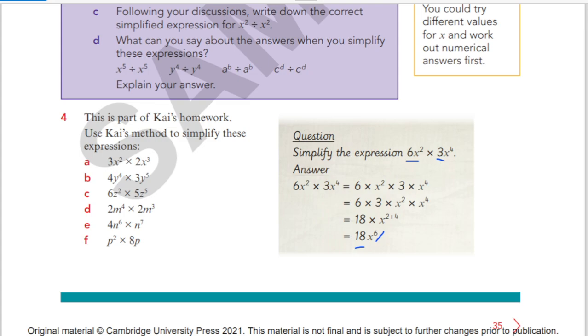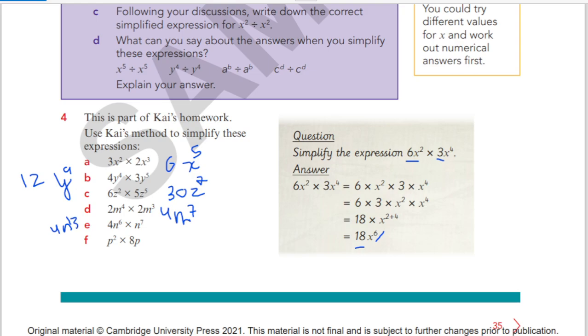3x squared times 9x cubed, the answer will be 6x power 5. 4 multiplied by 3 will be 12y power 9. 6 into 5 will be 30z power 7. 2 into 2 into 4, m powers will be added, there will be 7. 4 into 1 will be 4 and 6 plus 7 will be 13.